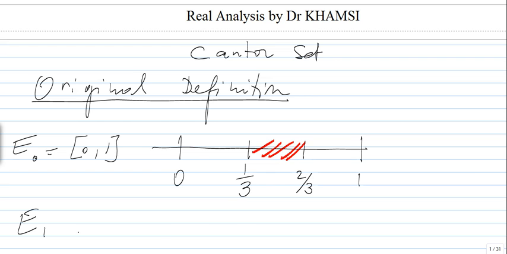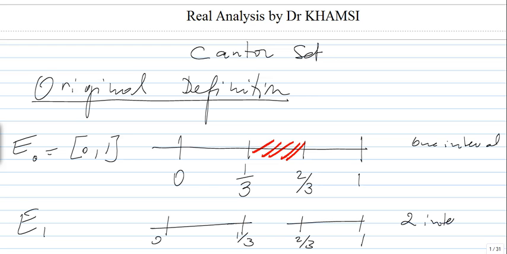Okay? So if we say the original one is 0, 1, the next level, we are left with two intervals because we removed 1/3, 2/3. So 0, 1/3, 2/3, and 1. So it's a union of two intervals. In the original one, we have only one interval, and in the second one, we have two intervals. Okay? So what do we do now? Every interval, you cut it again into three parts with equal length, and you do the same. So you go here, and you remove this part.